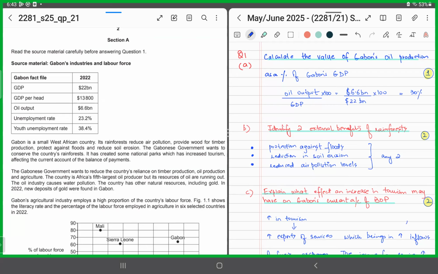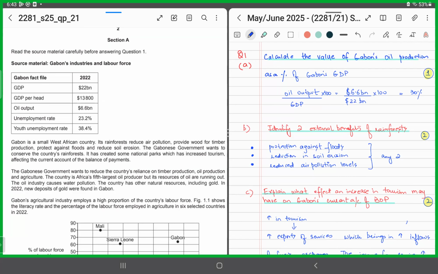Today I brought for you all the May June 2025 2281 paper 21. We will be doing section A today, that is the data response question. Let's quickly dive into the paper and see what section A has brought for us today.